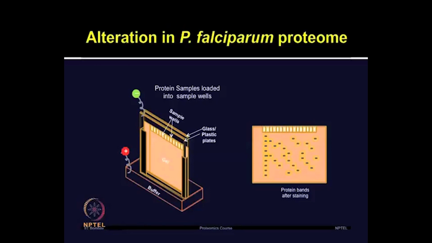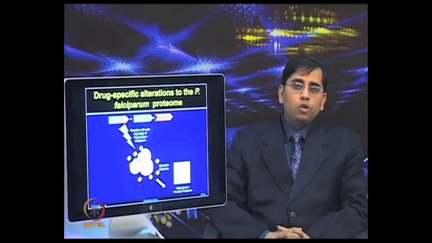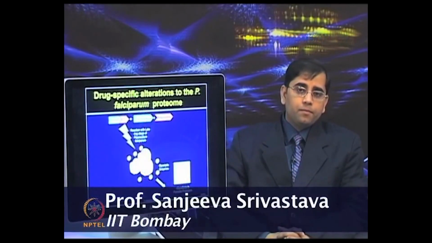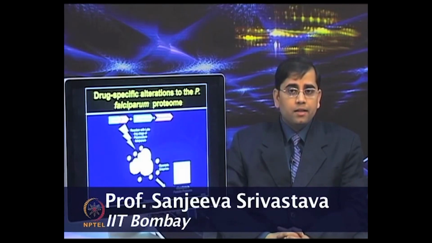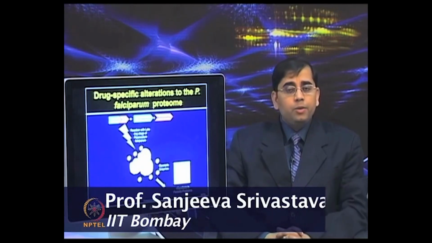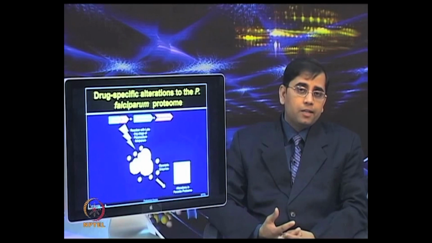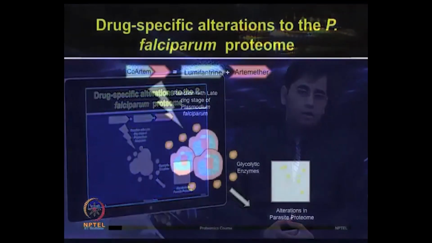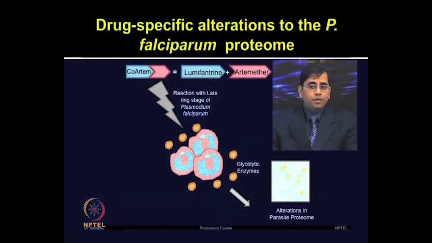After the second dimension separation based on molecular weight, these gels were stained with silver or Coomassie brilliant blue stains. By employing two-dimensional electrophoresis and comparing the gel images using the PDQuest software, the authors were able to see that there is a differential proteomic response which is drug specific. Quantitative analysis of the altered protein expression levels following exposure to ARM and LUM was then performed.